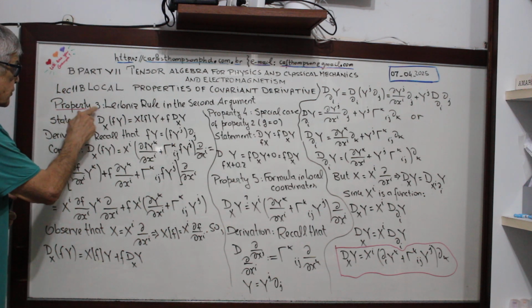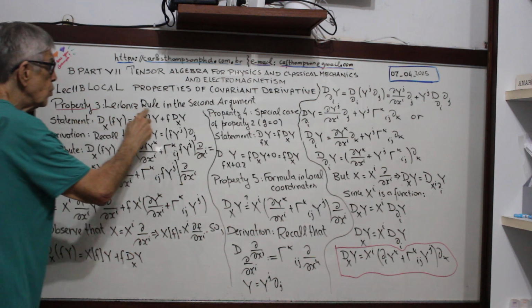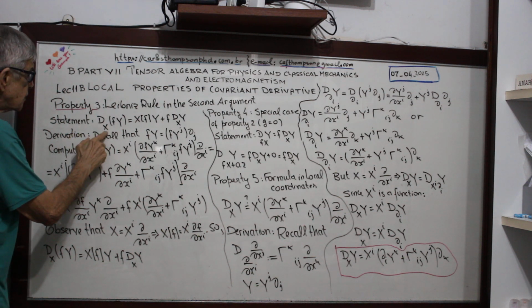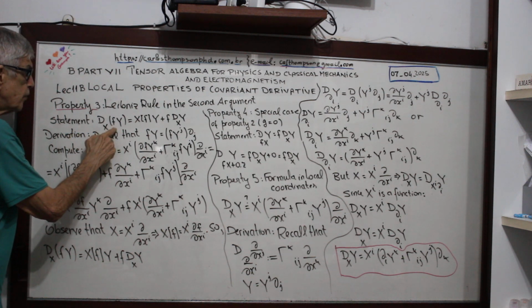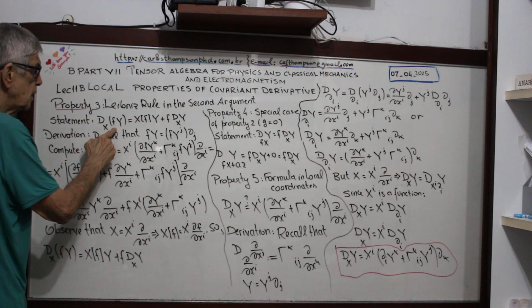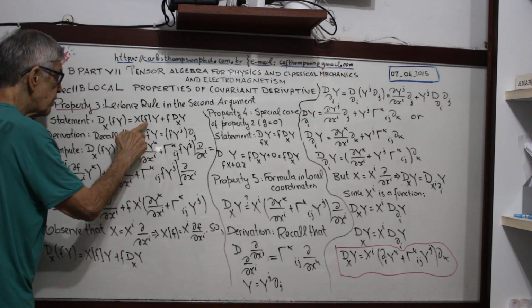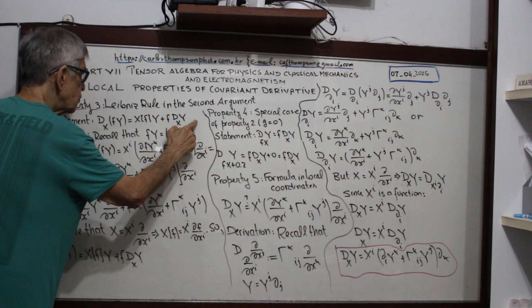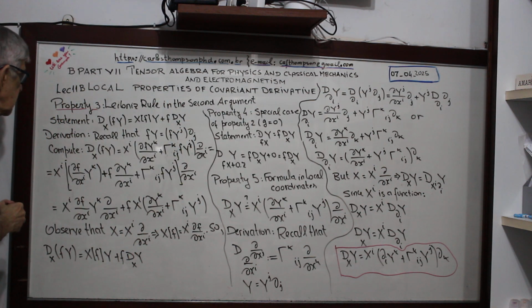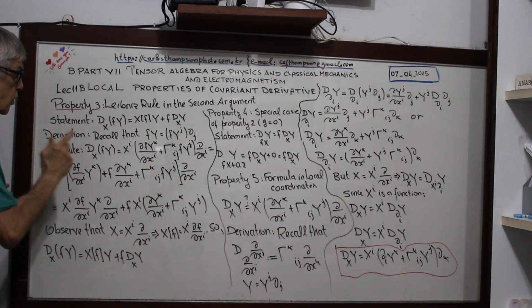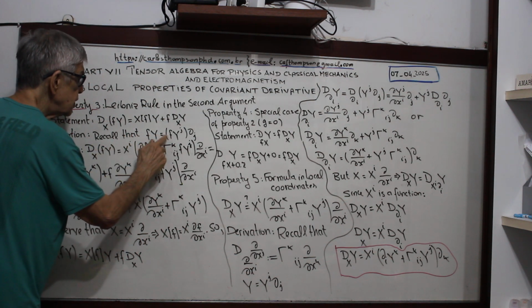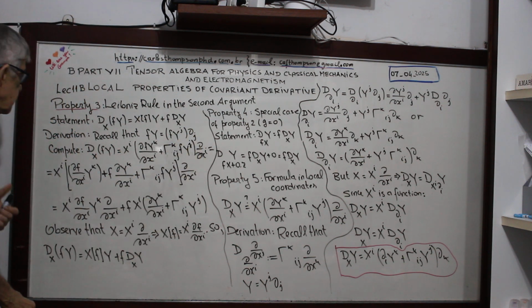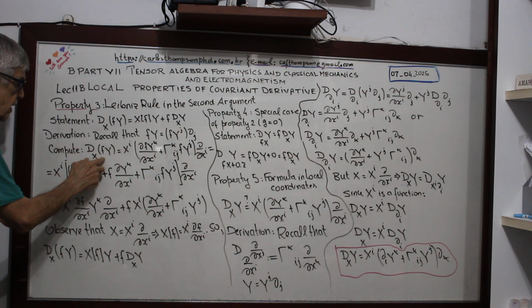So, property 4, Leibniz rule in the second argument. Statement: D_X (fY), where f is a scalar function, equals (Xf) Y plus f D_X Y. This is Xf, the directional derivative of f. I want to prove that. Derivation: we recall that fY is f Y^j partial of x_j. And let's compute D_X (fY).